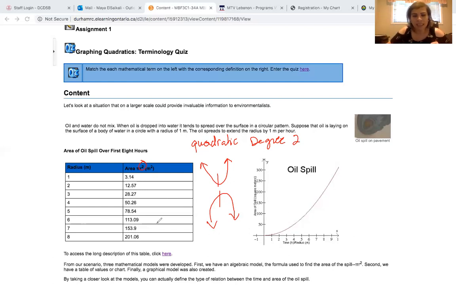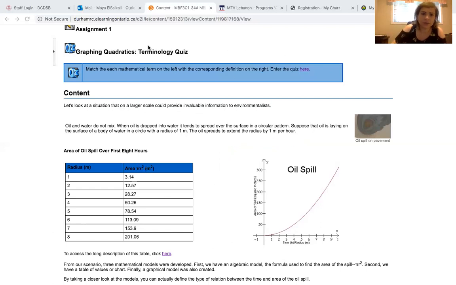Now, how about from a table of values? If I have a table of values here, how can I figure out if it's quadratic or not? To figure that out, we have to do what we call the finite difference. A finite difference is when you're doing your differences. Difference means subtraction. So let's look at this.